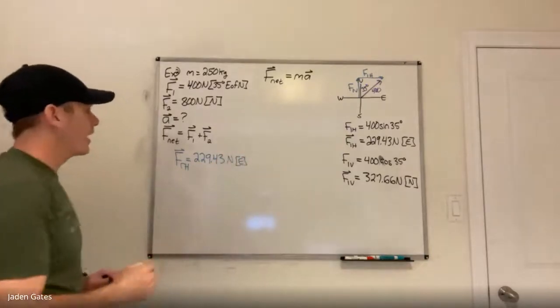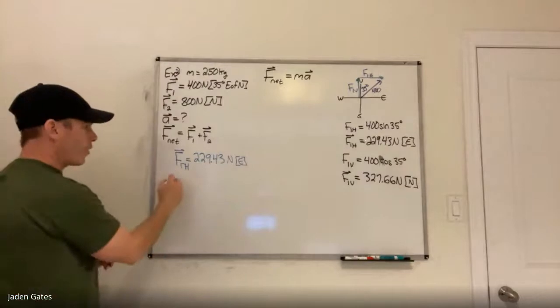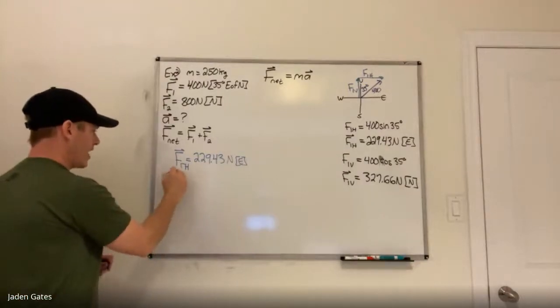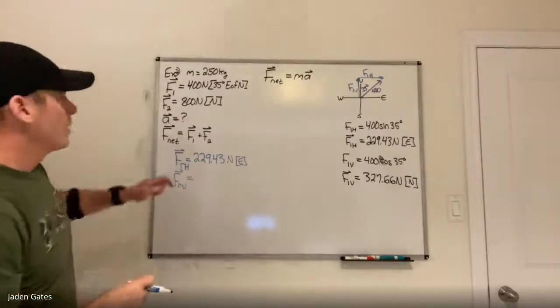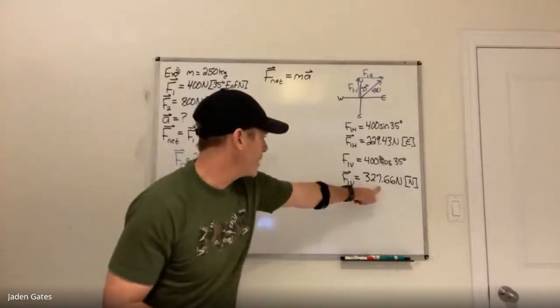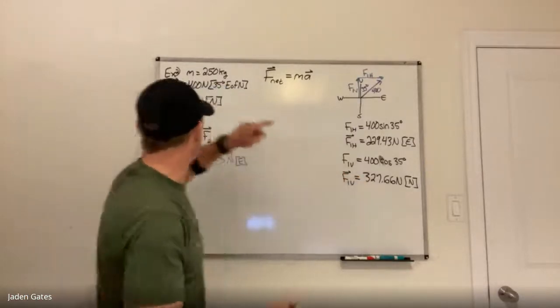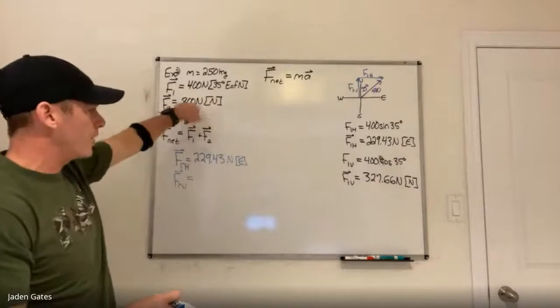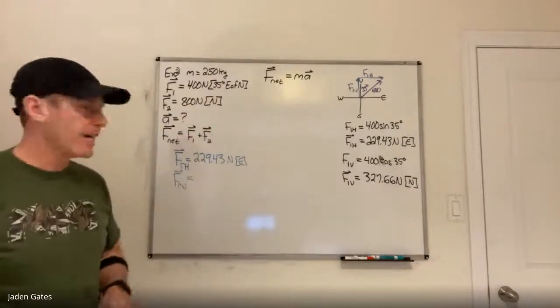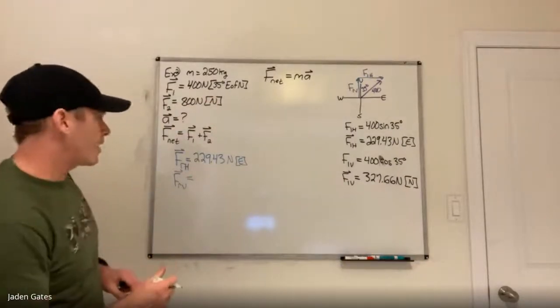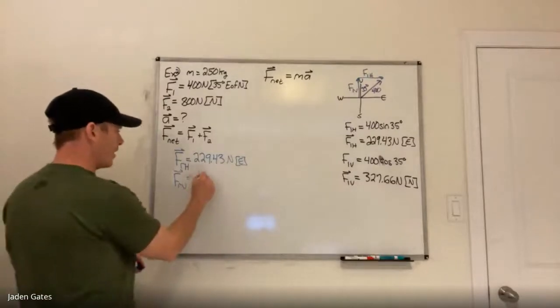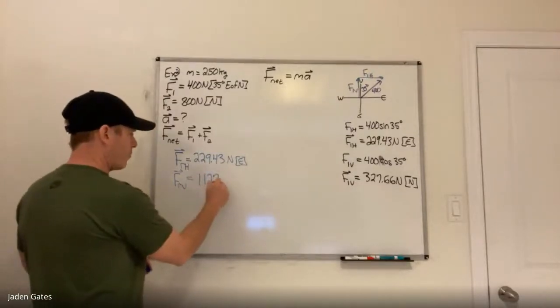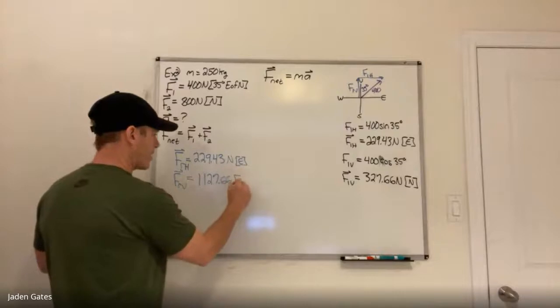And my vertical of my resultant. Well, I have two verticals. I have this 327.66 going north, and I also have this 800 going north. So because they're in the same direction, I can add them. And so if I add them, I believe I get 1127.66. And again, they're in the same direction, which is north.